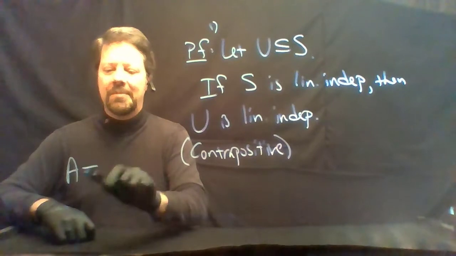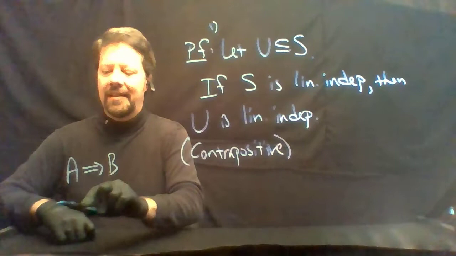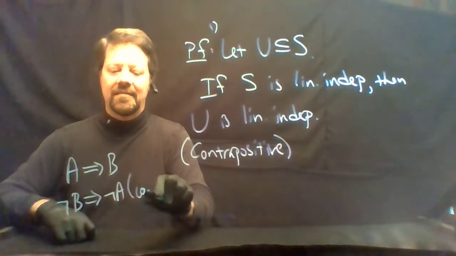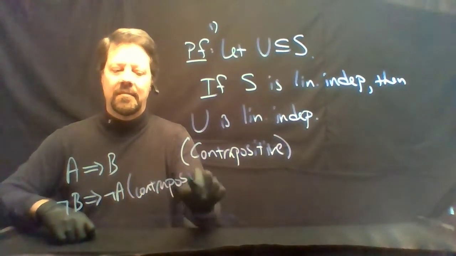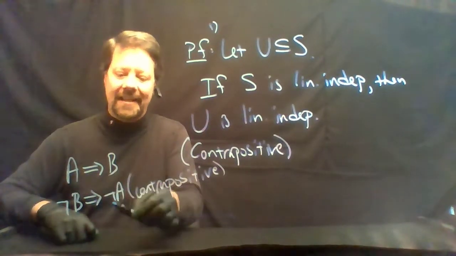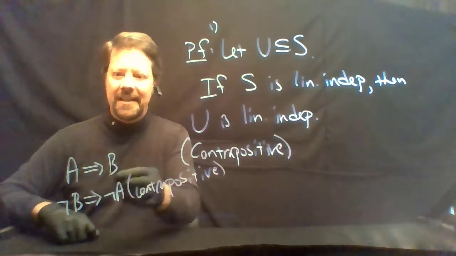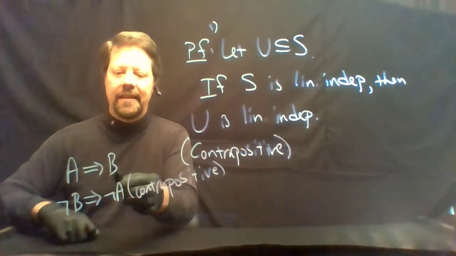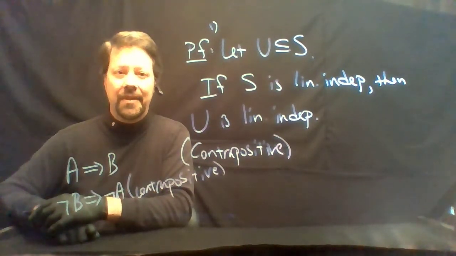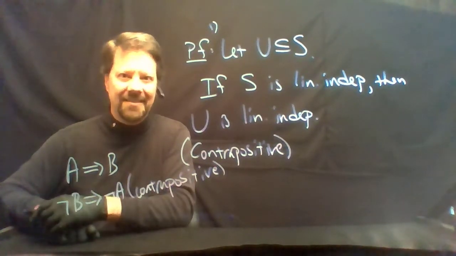Remember, if you have a logical implication A implies B, the contrapositive is not B implies not A. And a logical implication and its contrapositive are logically equivalent. Remember the phrase, if I am in Paris, then I am in France. Let's suppose that that is a true theorem. The contrapositive is, if I am not in France, then I am not in Paris.